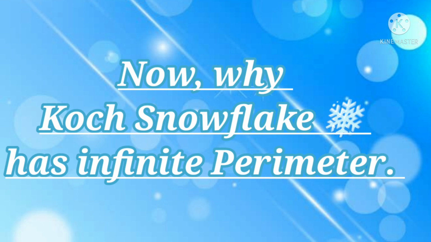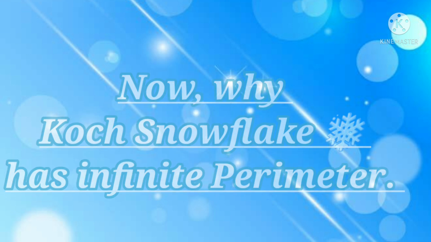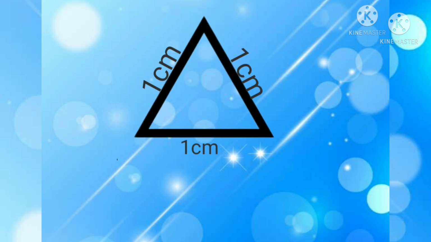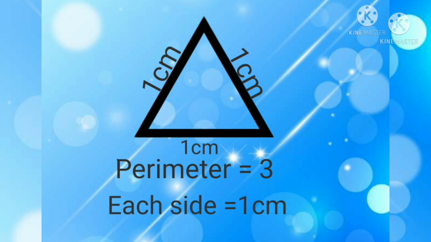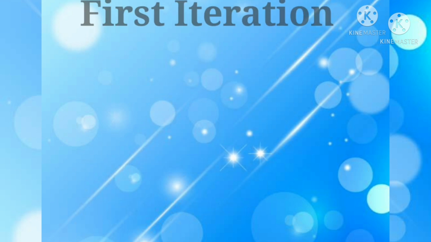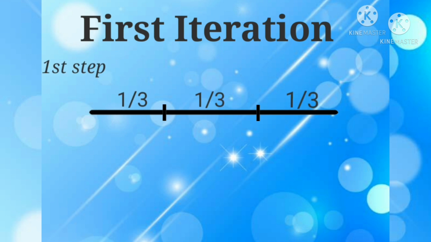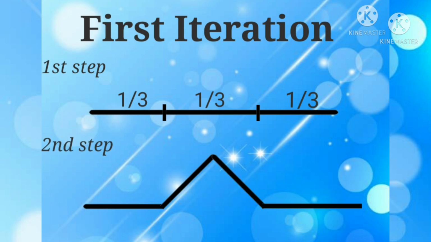Now we will see why the Koch snowflake has infinite perimeter. Let's say that the original equilateral triangle has perimeter equal to 3 and each of its sides has length 1 centimeter. Here we will observe what is happening at each step while generating the fractal. Let us consider the original straight line of length 1. Our first step in the process was to divide the side length into 3 equal parts. The second step was to remove the central piece and replace it with 2 lines of the same length. Our line now has 4 line segments, each of length 1/3, resulting in a total of 4 times 1/3.